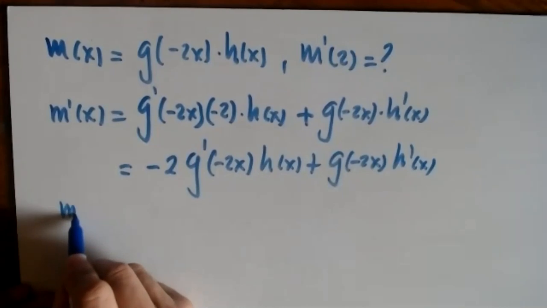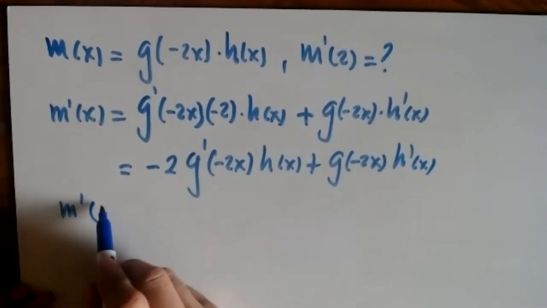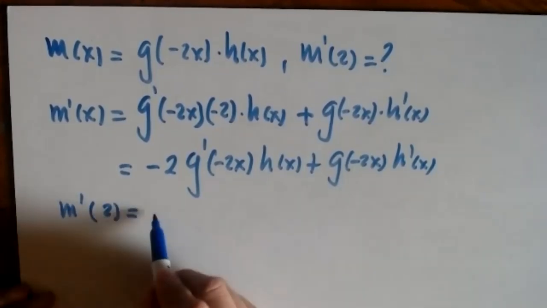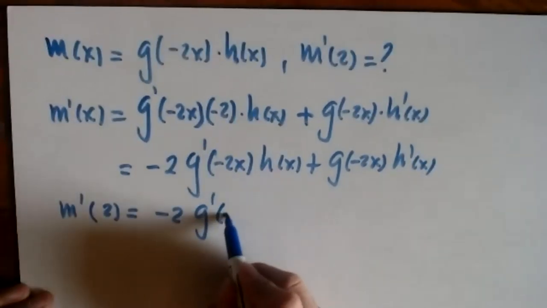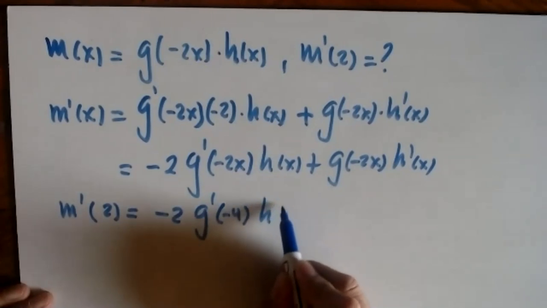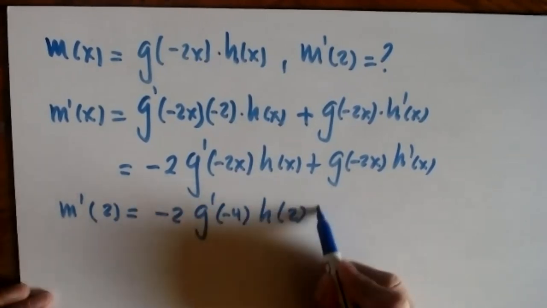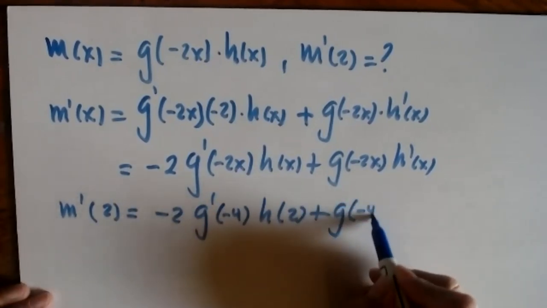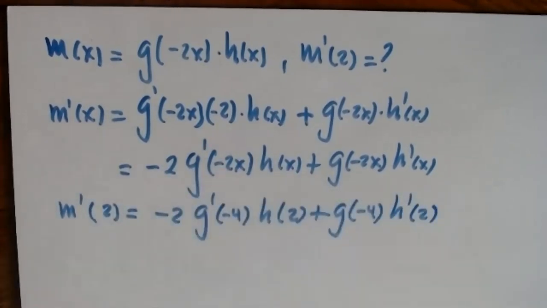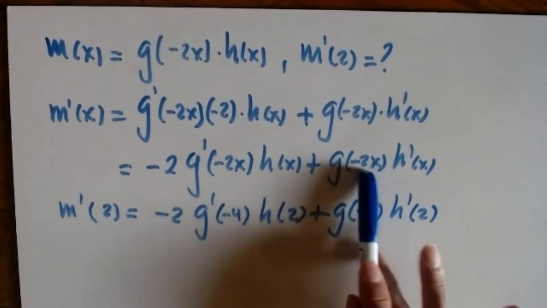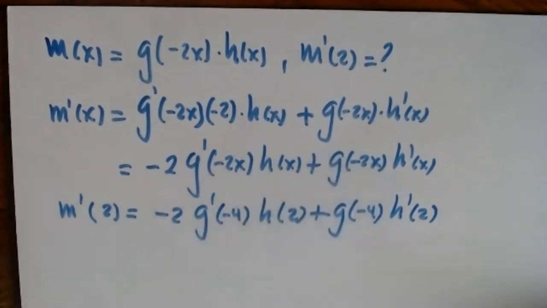So the only thing we have to do now is evaluate at 2. So it's negative 2 g prime, here is a 4, negative 2 times 2 is negative 4, h prime of 2 plus g of negative 4 h prime of 2, correct? So here is 2 times 2, 4, negative 4, correct?